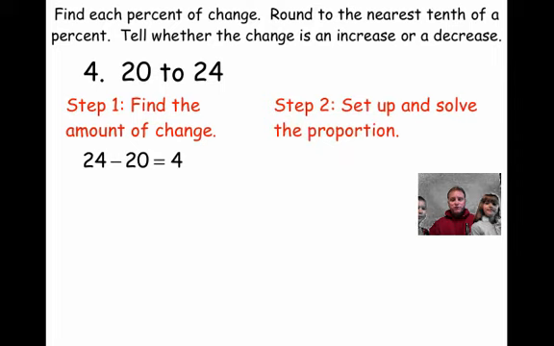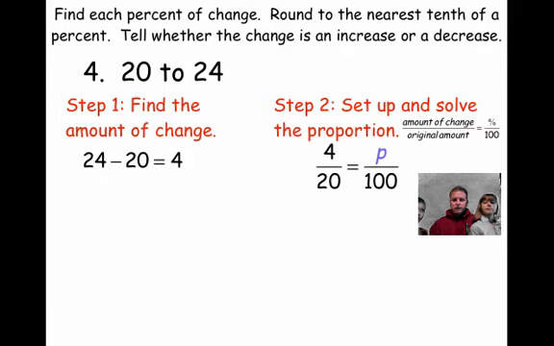All right, so hopefully you found the amount of change on your own. 24 minus 20 is 4. Set up and solve the proportion. Amount of change over original amount equals percent over 100. So we'll have 4 over 20 is equal to p over 100. Cross multiply. We'll get 20p is equal to 400. Divide both sides by 20.